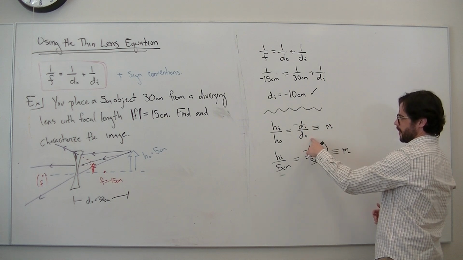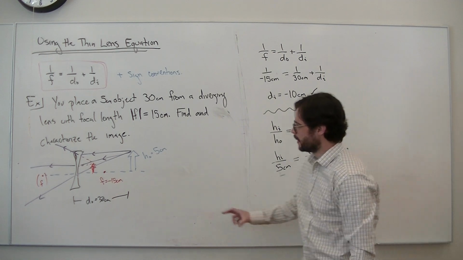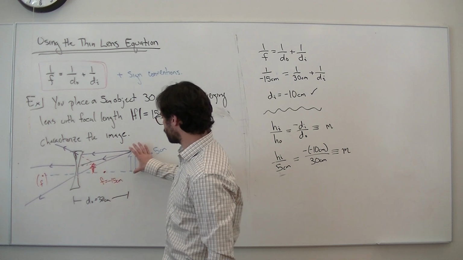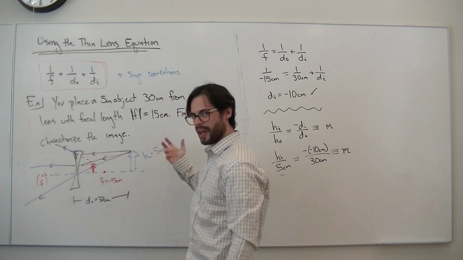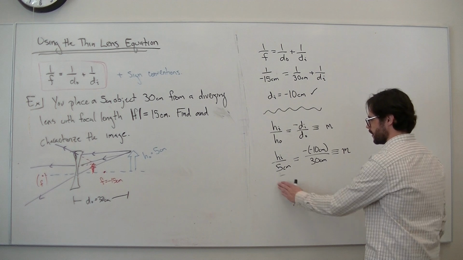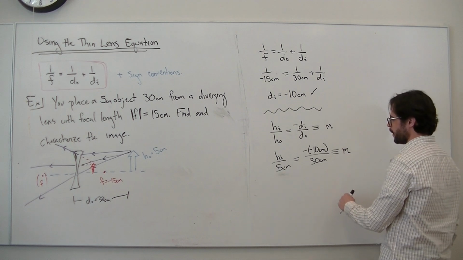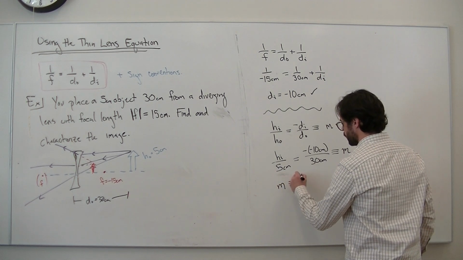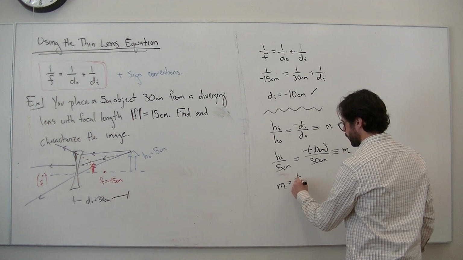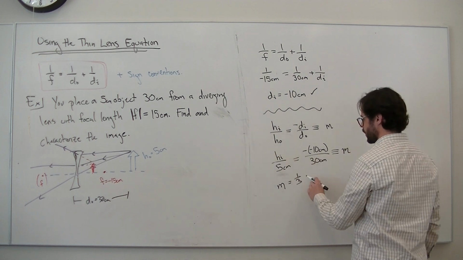This is a magnification of 1/3. So, if we drew this picture precisely, this would be 1/3 the height of that. That's really what magnification means, nothing surreptitious about it. So I have m equals 1/3, positive 1/3. The positive means they're both upright, object and image.